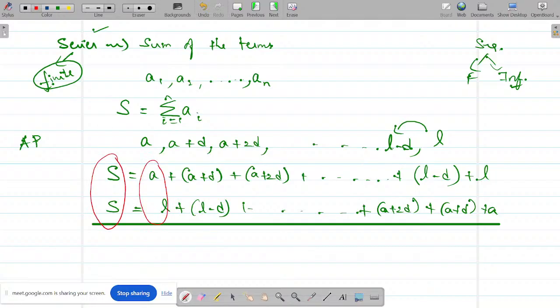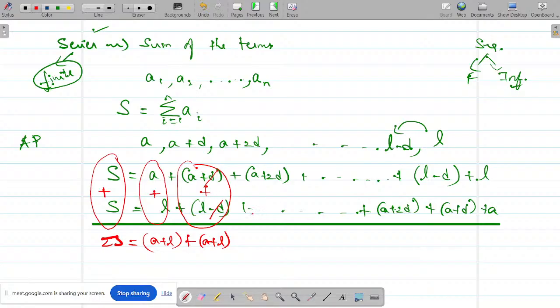This term and this term will be added. This term and this term will be added. See, everything is the same only. We'll add term by term. What happens? S plus S. This one, A plus A. Sorry, A plus L. Right? This one, plus D minus D will get cancelled. A plus L. The beauty of term by term addition is this common term will be cancelled always.